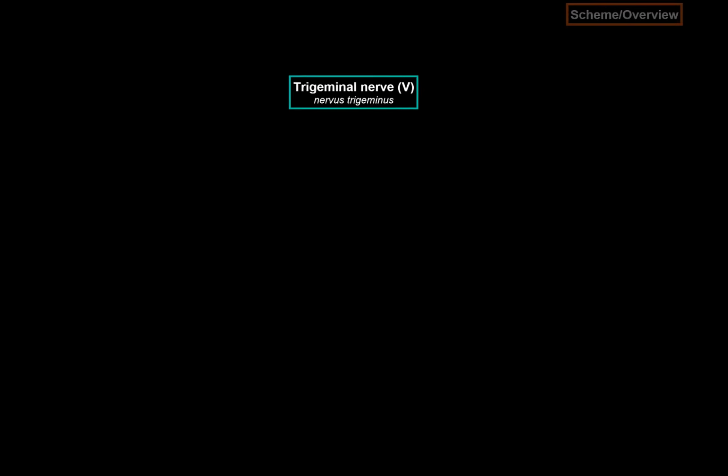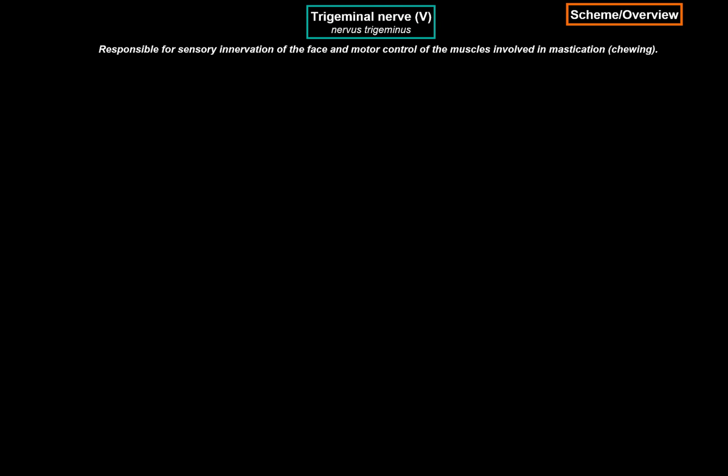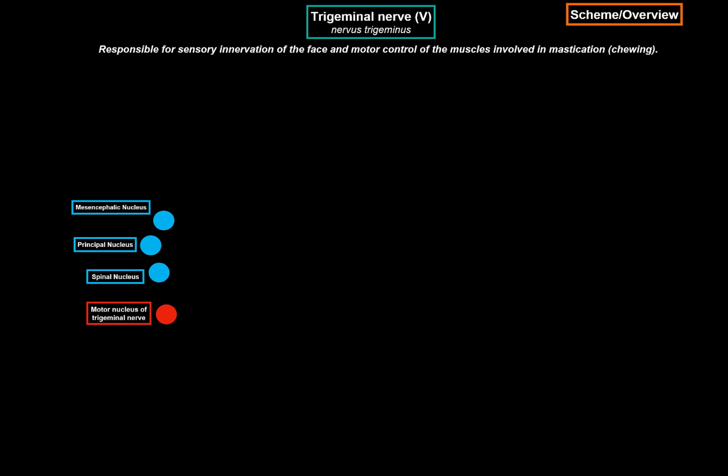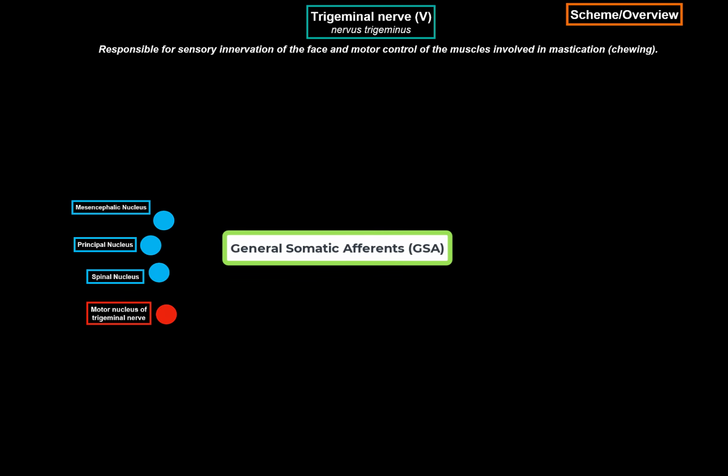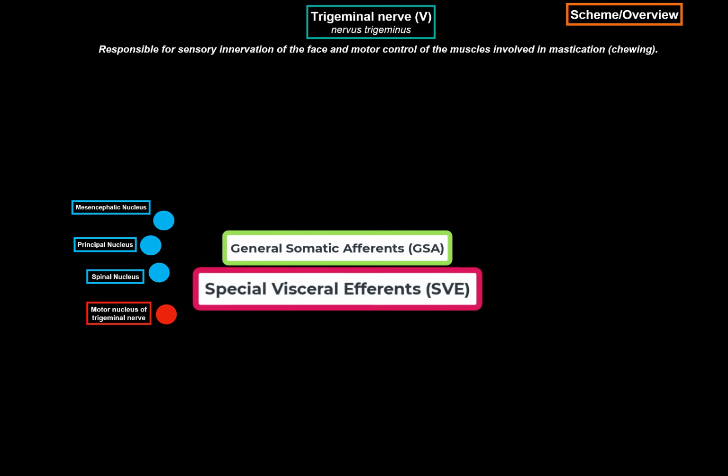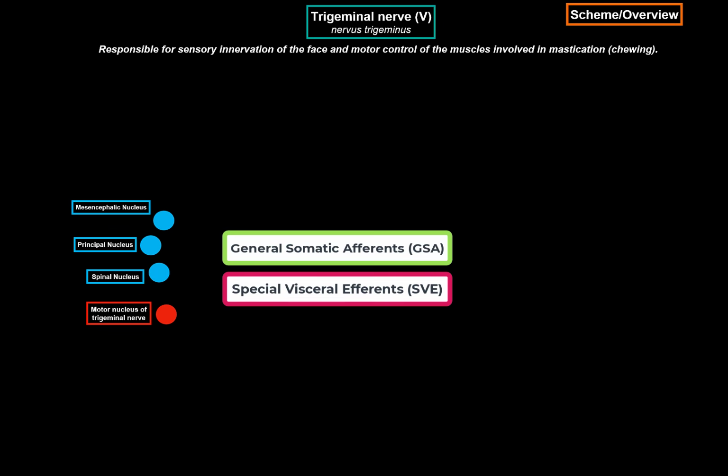Next one is the trigeminal nerve. This nerve is primarily responsible for the sensory innervation of the face and motor control of the muscles involved in mastication or chewing, right? It starts with three sensory nuclei called mesencephalic, principal, and the spinal nuclei of the trigeminal nerve, and one motor nucleus, all located within the brainstem. The sensory nuclei receive general somatic afferent fibers, while the motor nucleus of the trigeminal nerve gives off special visceral efferent fibers, which basically supply skeletal muscles derived from the pharyngeal arches, like the muscles of the face.